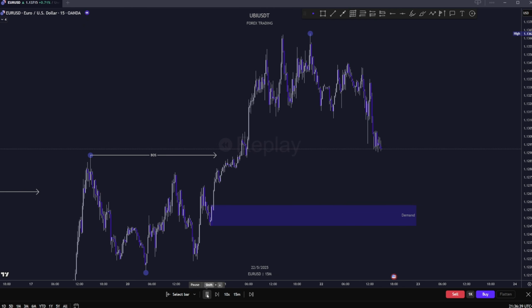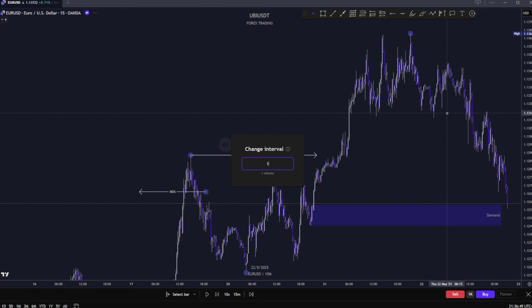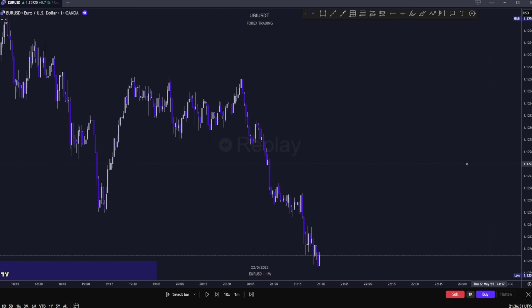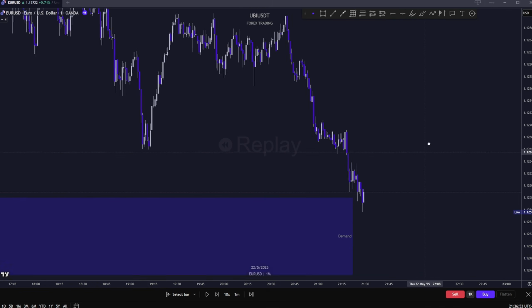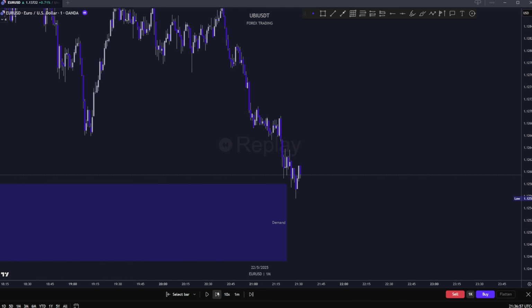So let's see. Now we are waiting for the mitigation, and we can switch to lower time frames once price mitigates nicely. Okay, let me return right here. Now let's switch to 1 minute, and what we can see, price mitigated, and now we are waiting for confirmation.